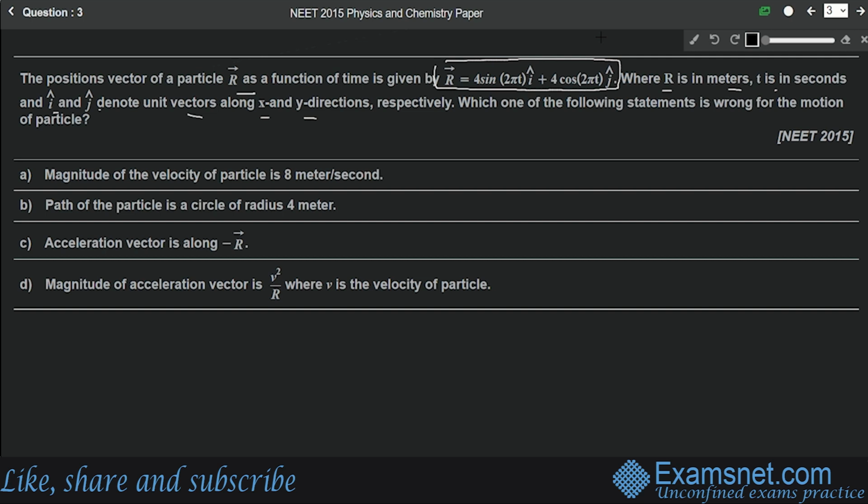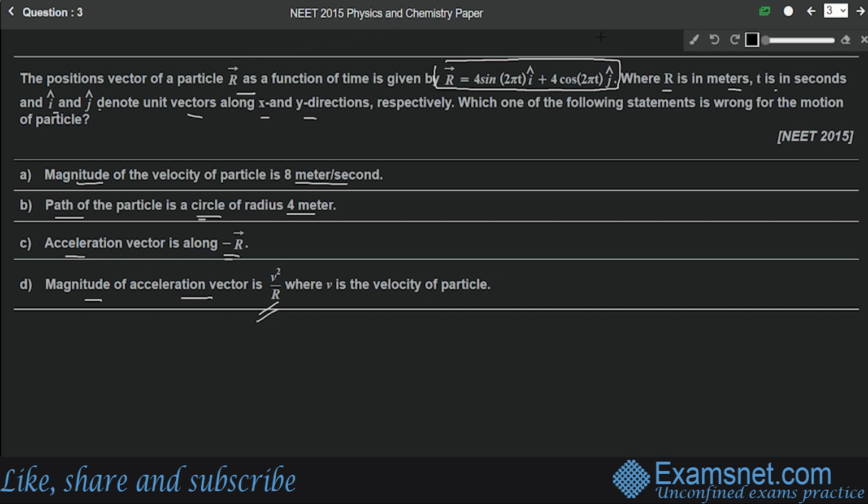The first statement says the magnitude of the velocity of the particle is 8 meter per second. The second statement says the path of the particle is a circle of radius 4 meter. The third statement says the acceleration vector is along minus r. And the last one is the magnitude of the acceleration vector is v square by r, where v is the velocity of the particle.